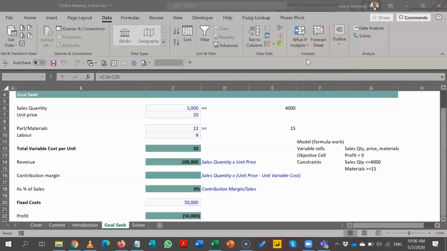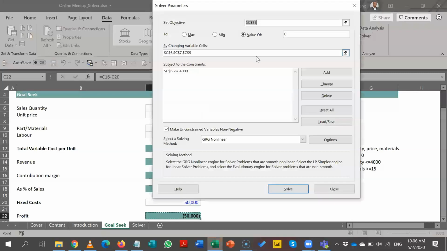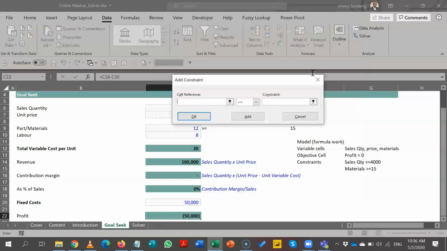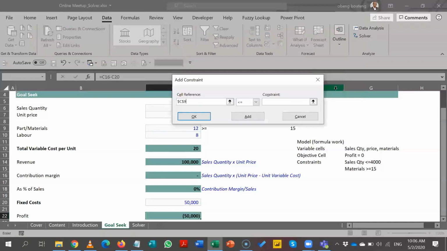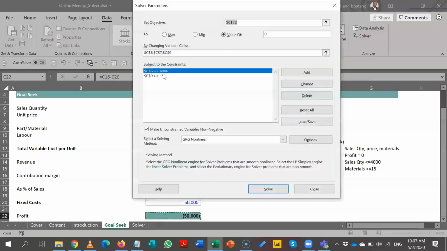If you cancel, you go back to the solver. The good thing about this is that if you lose this, unless you reset, everything you have done is saved. So if you lose it, you can still go back to Solver and you have it there, unless you decide to clean it. So currently, I have one constraint. I'm going to add the other one, which is the part and material cell, which should be greater than or equal to 15. If I am done, I'll click OK. If I want to add more, I'll click Add. So I'll click OK. So this is how it's looking now.